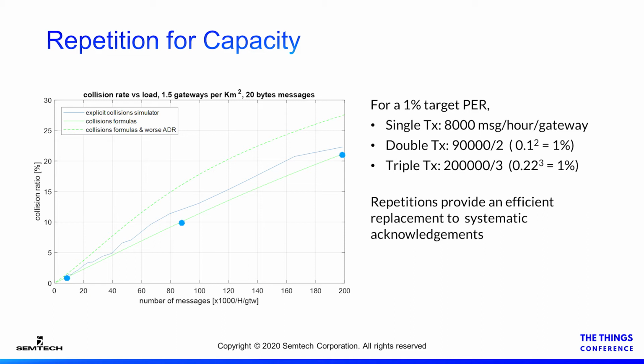So it shows that repetition provides an efficient replacement to systematic acknowledgement. It's really a good thing to do if you want to increase even your capacity. That's a bit counterintuitive, but that's what this simple scheme to predict packet error rate is good at.